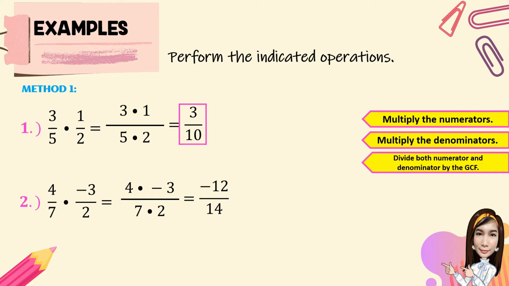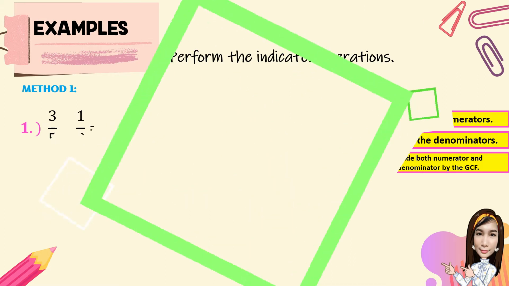Then, divide both numerator and denominator by the greatest common factor, which is 2. Negative 12 divided by 2 is equal to negative 6. Then 14 divided by 2 is equal to 7. So the lowest term is negative 6 over 7, or negative 6/7.